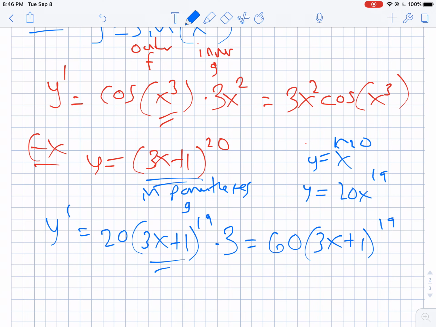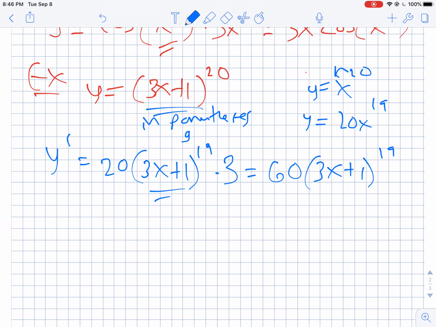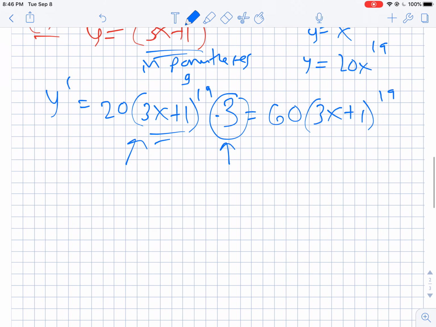Okay, so that's the idea. Again, you're taking a derivative like normal, leaving that inner function alone, and then multiplying by the derivative of the inside there. So we'll do a couple other examples.